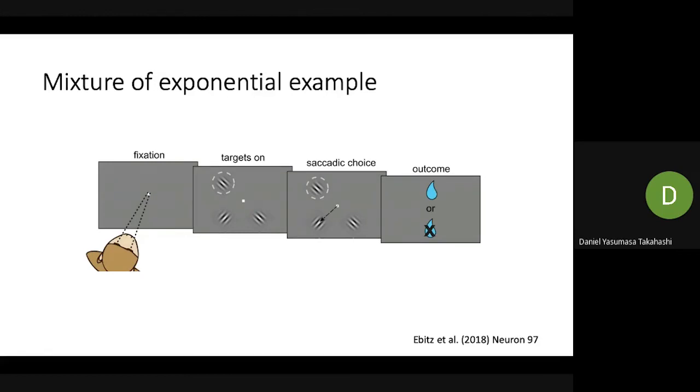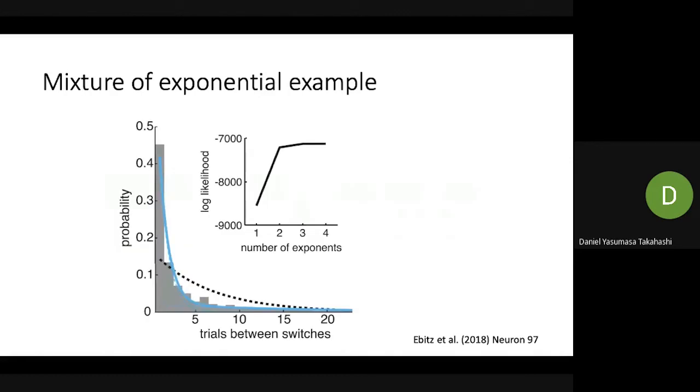Okay. And what he did was to count the time that the animal spent on each target, the time that the animal spent before switching targets. And here we have a very interesting distribution.